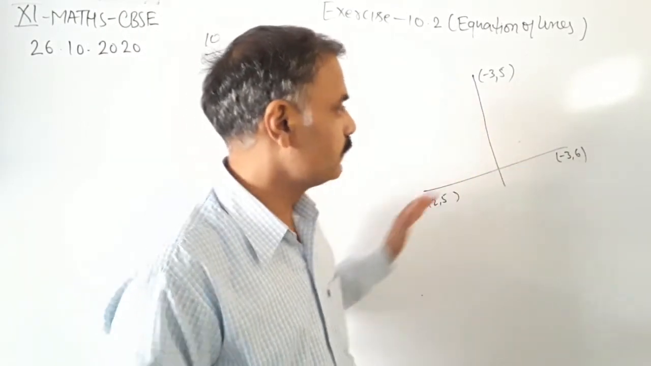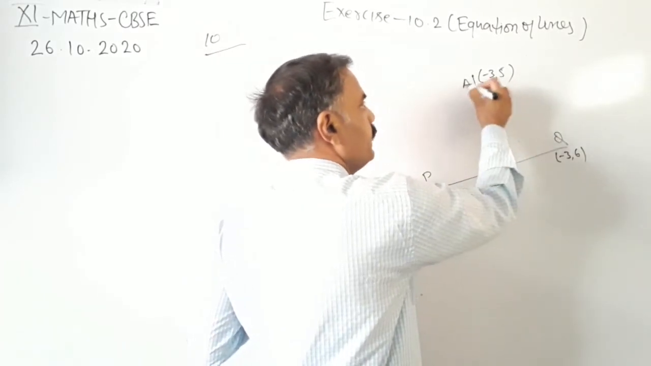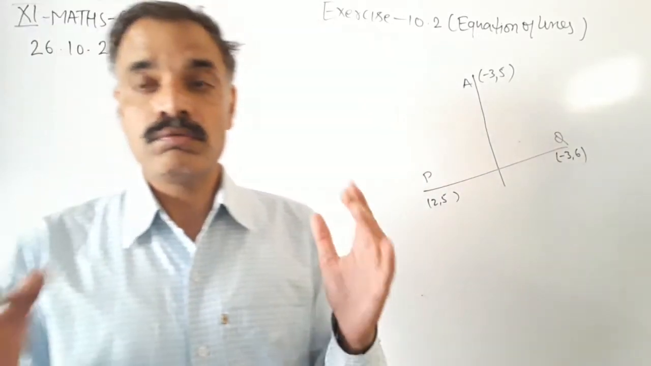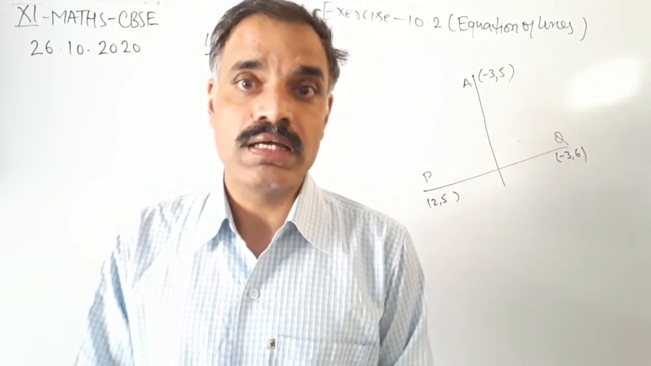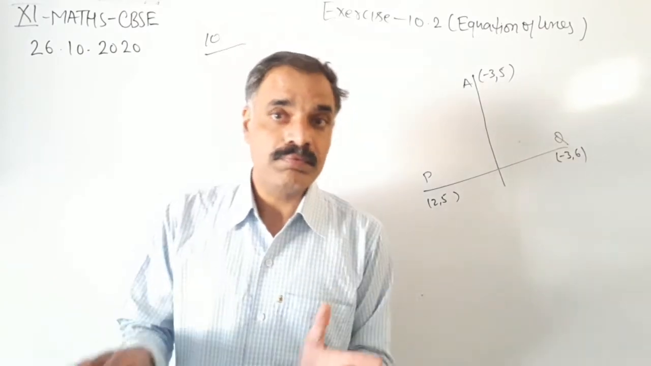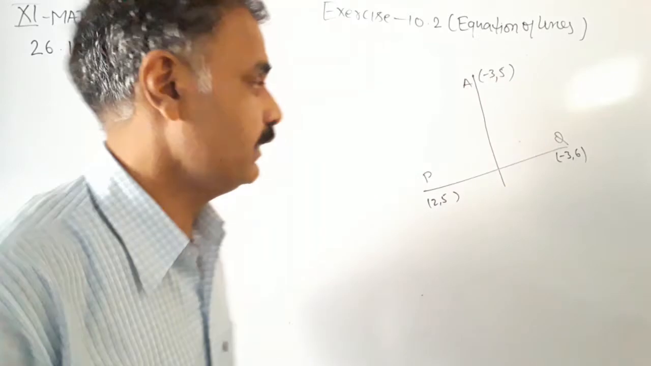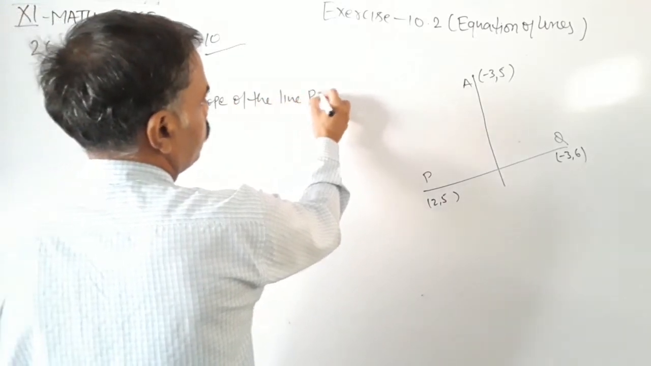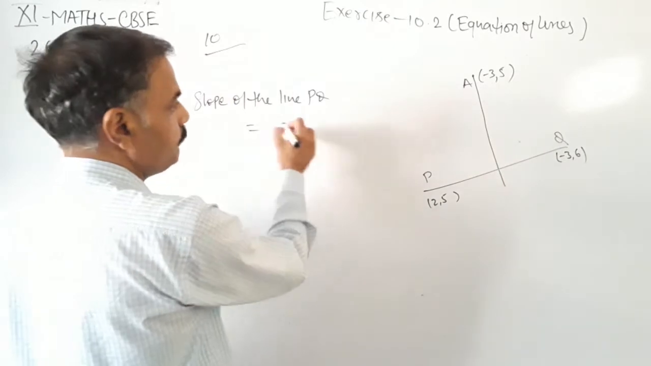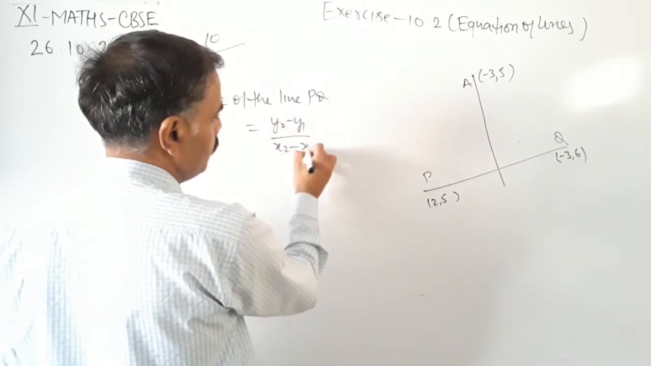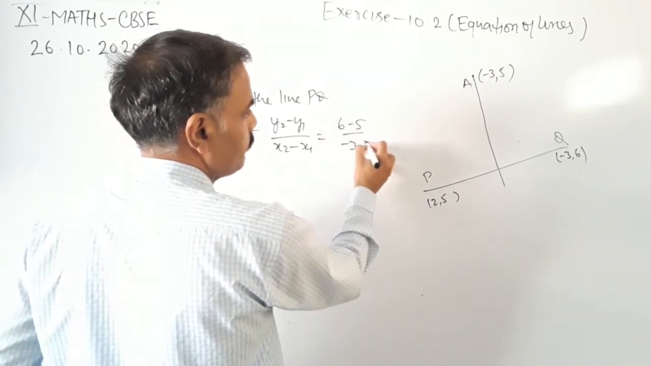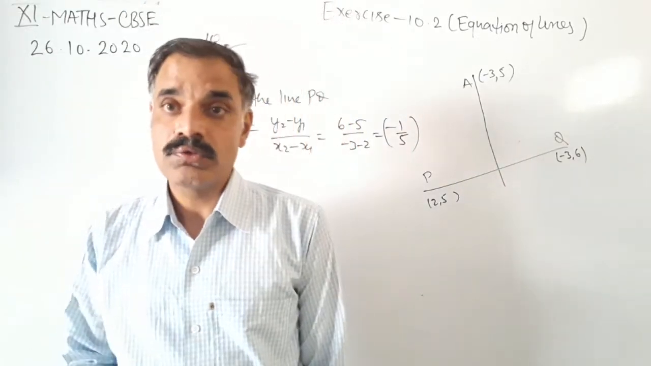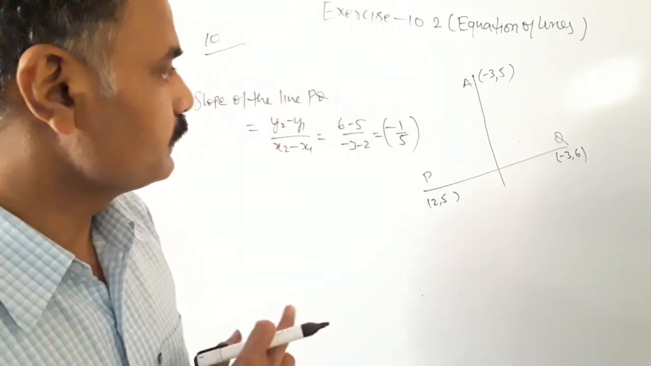So we have to use this information to find the equation of the line which passes through (-3, 5) and is perpendicular to the line segment PQ. The line passes through point A. First we find the slope of the line segment PQ, then the slope of the line passing through A. Slope of PQ using the two-point form, y2 minus y1 upon x2 minus x1, is 6 minus 5 upon minus 3 minus 2, which equals minus 1 upon 5.